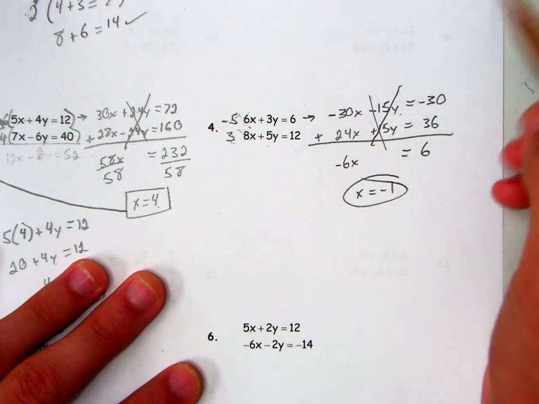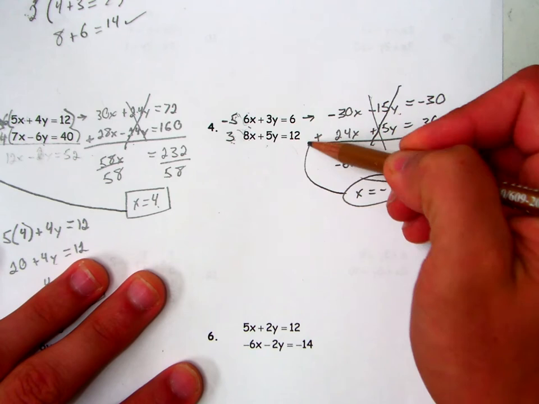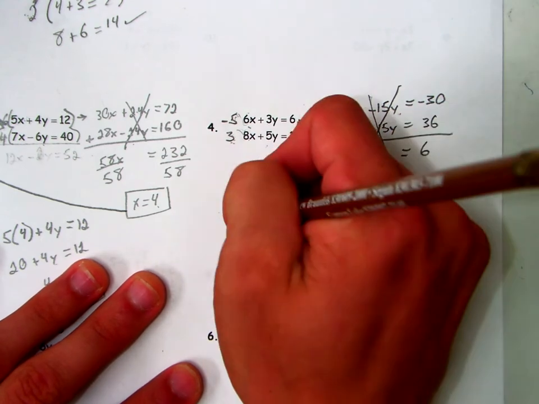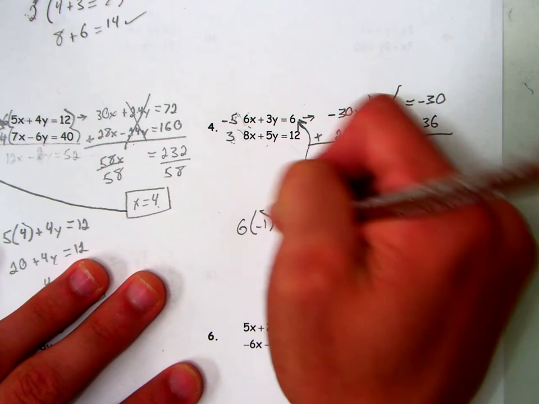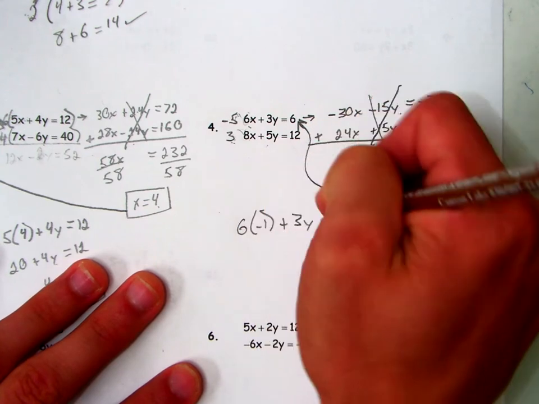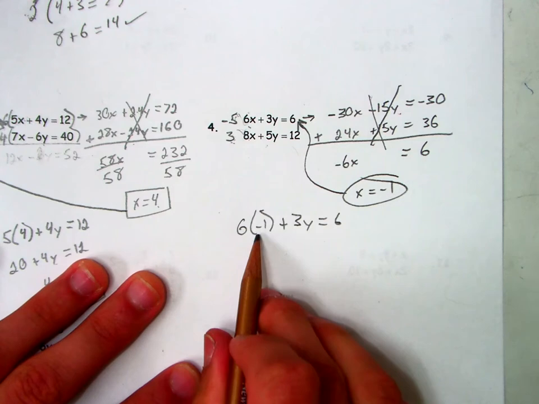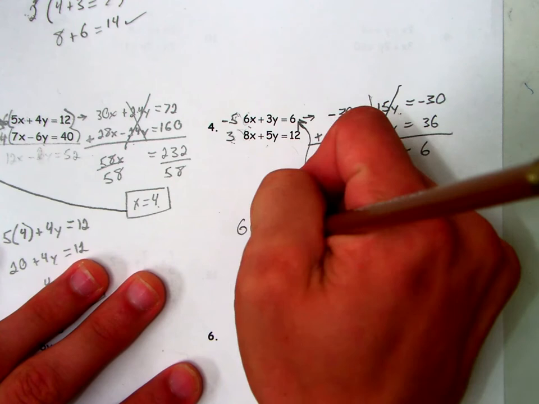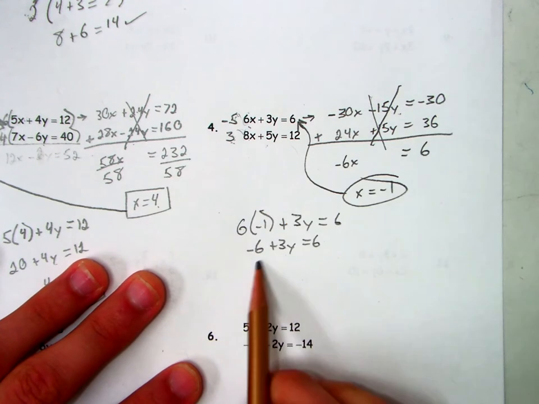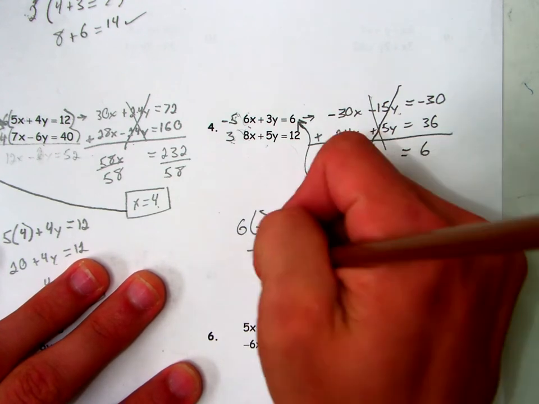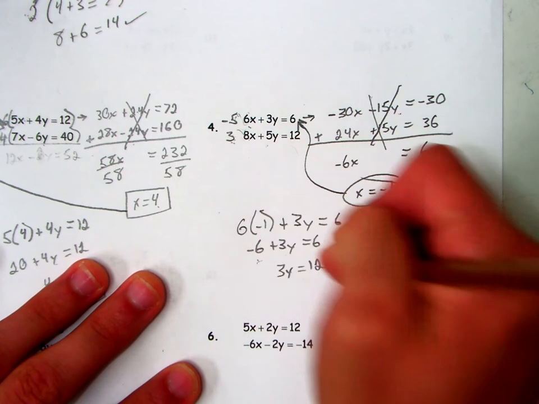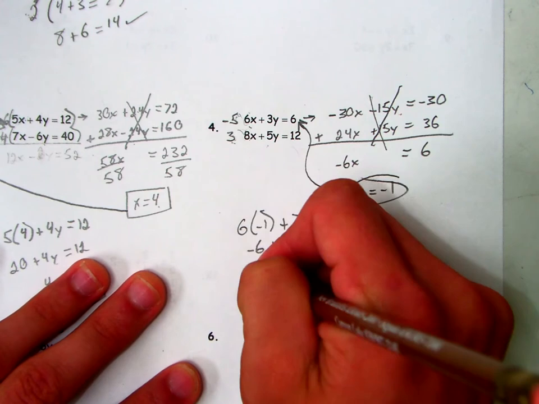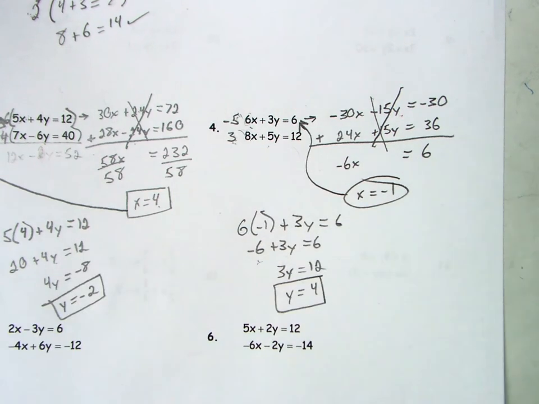Take that negative 1 and plug it back into any one of these equations. I'll just do this one. I'm going to plug it into the top. So I've got 6 times negative 1 plus 3y equals 6. 6 times negative 1 is negative 6. Add the 6 onto each side, so I've got 3y equals 12. Then divide by 3, so I've got y equals 4. There's my two answers, x and y.